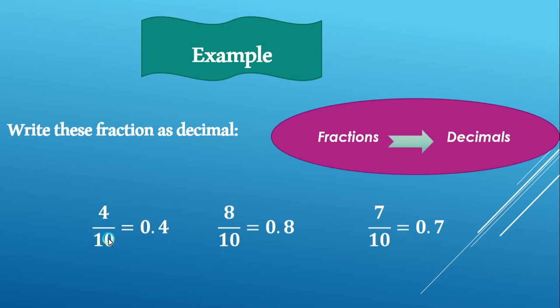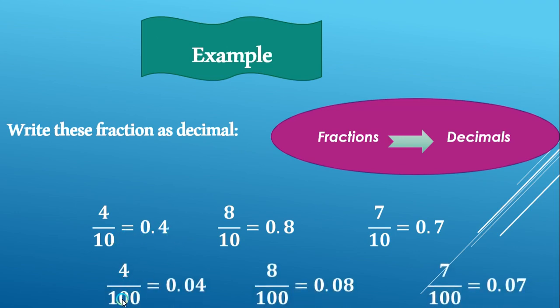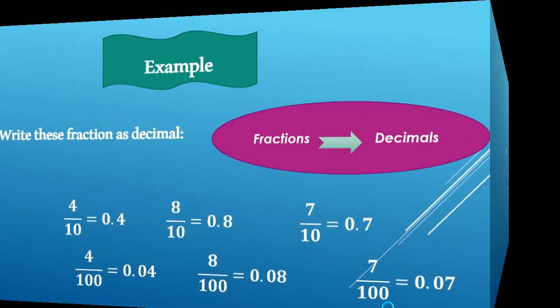So I have a 1 and a 0, so I will put the point after one place value. I jump 1 number and put the point. If I have, for example, 100, I will jump 2 numbers. I have 4 over 100, so I will start from the right side and jump the first number, the second number, and put the point here. Why? Because I have two zeros down here, so I jump 2 numbers. And also here, 8 over 100 equals 0.08 and 7 over 100 equals 0.07.